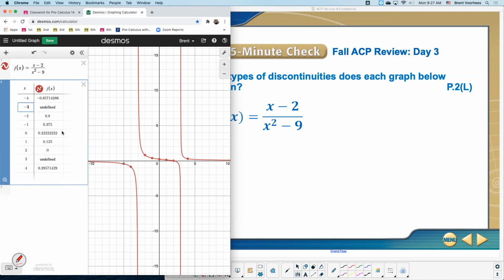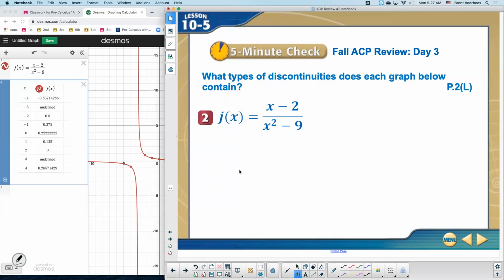There we go. What Desmos does is if the point is real, meaning there are two numbers on both sides here, it'll put a dot where the point was located. So these are the x values, -4, -2, -1, 0, 1, 2, and 4. Notice it skips -3 and 3. That's because they were undefined. So that is where the breaks occur. If something is undefined, then there's a break there.